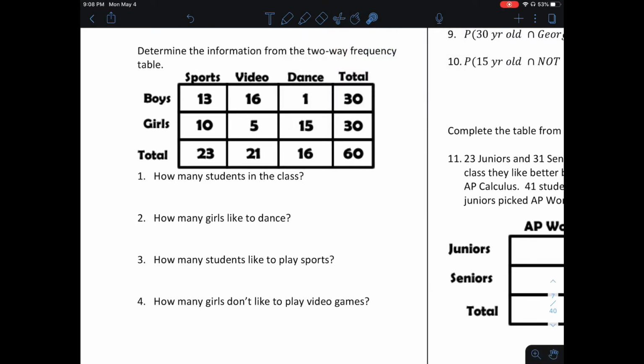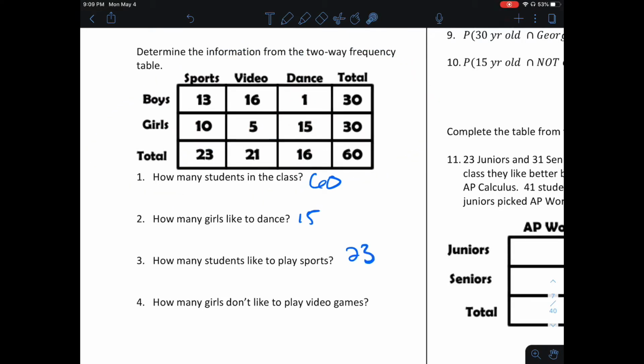Two-way frequency tables. How many students are in this class? Well, that's this number right here, the total number of people, 60. How many girls like to dance? So we're just looking at girls only, and we're looking at dance. This is asking for the intersection of girls and dancing. You're a girl and you dance, so that's 15. How many students like to play sports? Well, everyone in here is a student. So if you look at the total number that play sports, that would be 23. How many girls don't like to play video games? Well, there are 30 girls total. 5 play video games. That must mean that there are 25 that don't play video games.